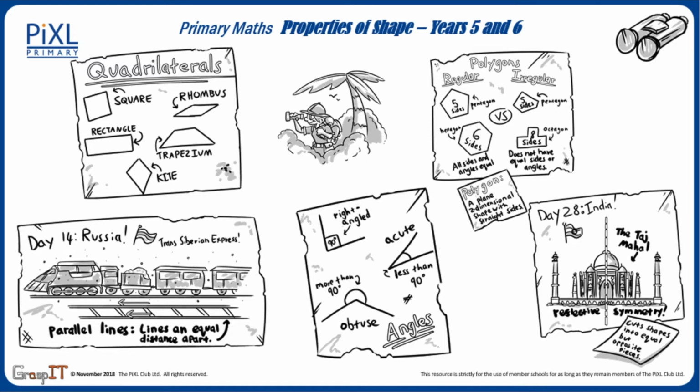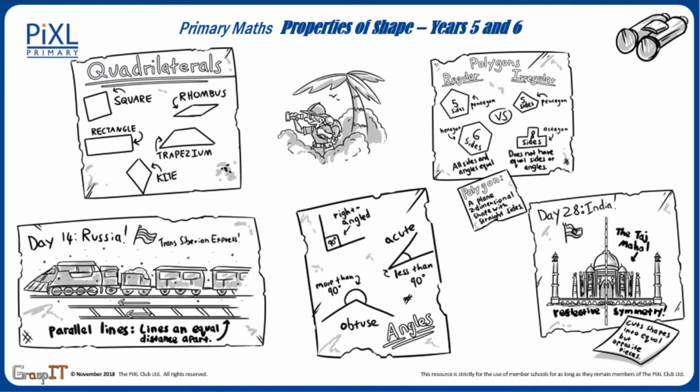Then if we look at the box on the right hand side, we've got our polygons. We've got regular polygons, so there's a 5-sided pentagon there, there's a 6-sided hexagon, and regular polygons have all sides and angles equal. Then on the other side we've got our irregular polygons, so we've got an irregular polygon with 5 sides. You can see there that not all the sides are the same length. And we've got an irregular octagon. It does not have equal sides or angles. And then there's a little note underneath that a polygon is a plain 2-dimensional shape with straight sides. So a circle is not a polygon because it does not have straight sides, for example.